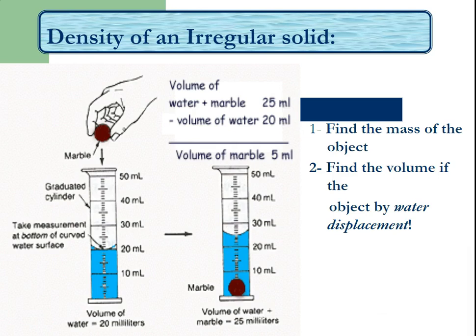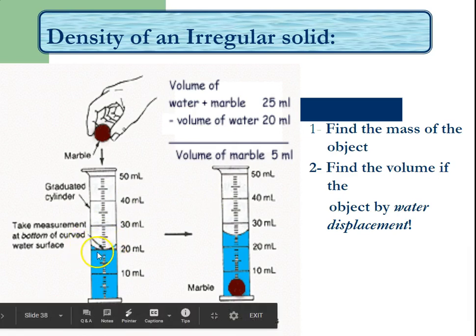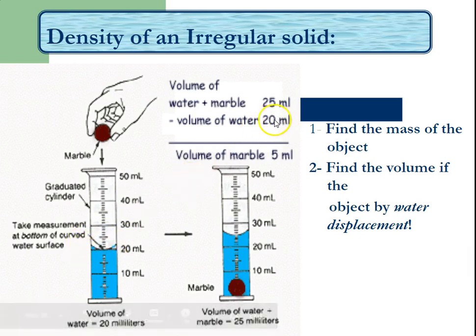The mass is easy. You can put that on a balance and get the mass. The volume is the tricky part for this object. What you can do is called a displacement test. You can fill up a graduated cylinder to wherever you want and read that volume. In this case, it was filled up to 20 milliliters.